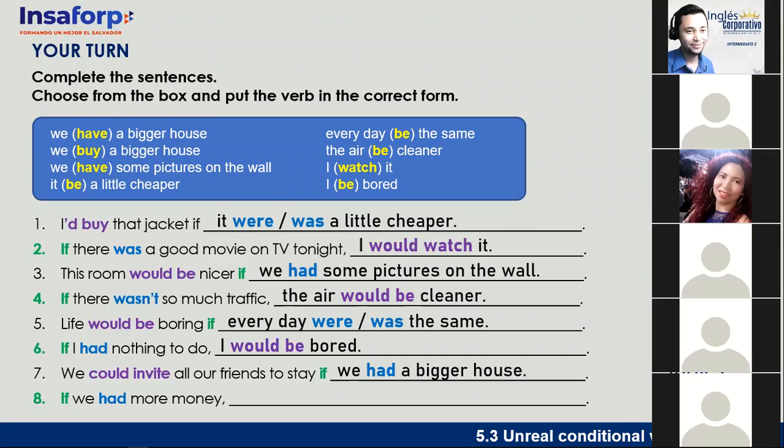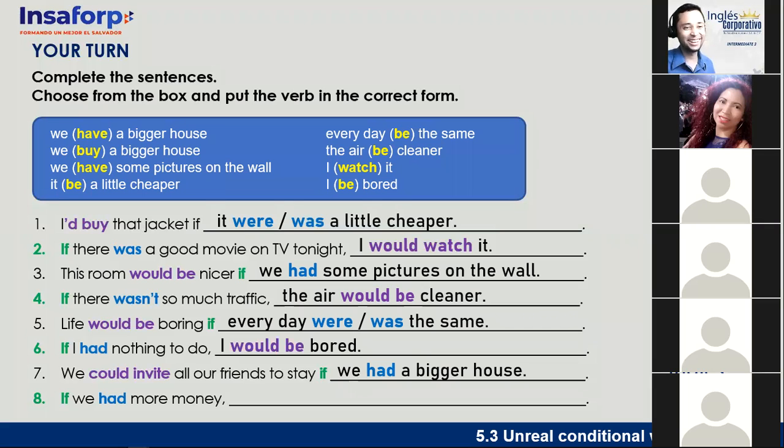Number eight. Todos están diciendo cuál es la que no hemos ocupado. Quiero ver. Ajá. Ok. María Ayala. Ok, ok. Dice, if we had more money, we bought a big house.